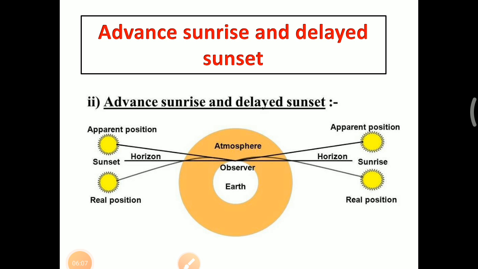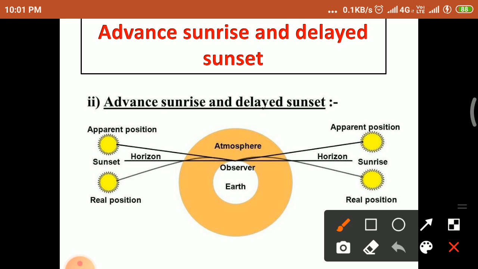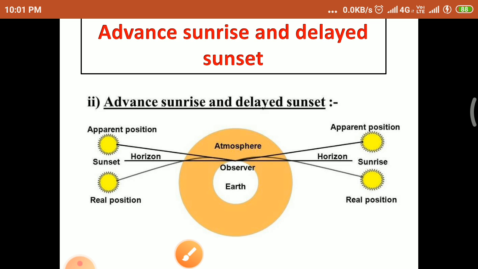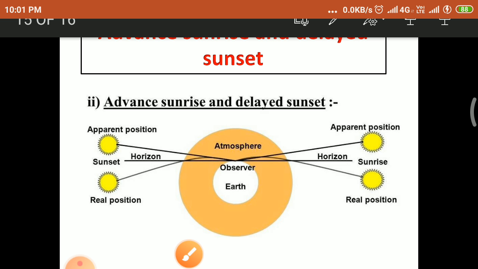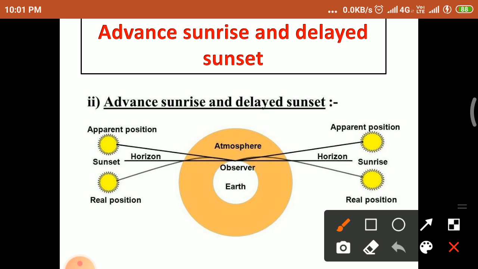The next one, advanced sunrise and delayed sunset. When you draw this diagram, you have to draw the circle and write earth. Here this point is the observer point, and this is the atmosphere. So earth you have to write, then observer and atmosphere. Then next you have to draw the horizon line. This is the horizon line.